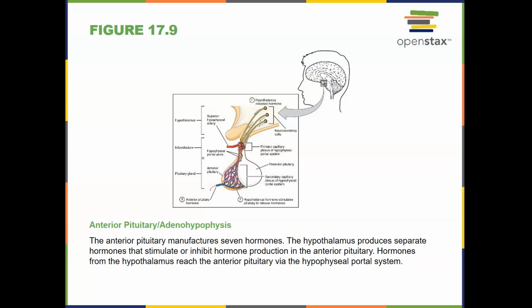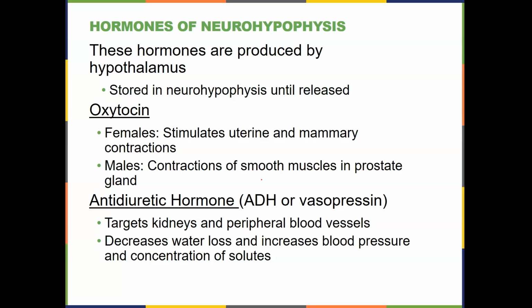And so here's another drawing from your book showing you the anterior and posterior pituitary, adenohypophysis, and neurohypophysis. So now let's talk about the neurohypophysis. The hormones are produced by the hypothalamus and shipped out and squirted out, basically released in the neural hypophysis. Big one, oxytocin. This is going to stimulate uterine and mammary smooth muscle contractions for birth and milk release for nursing. And in males, it causes contraction of smooth muscle in the prostate gland for fertilization. So oxytocin is very important for reproductive and child rearing purposes.